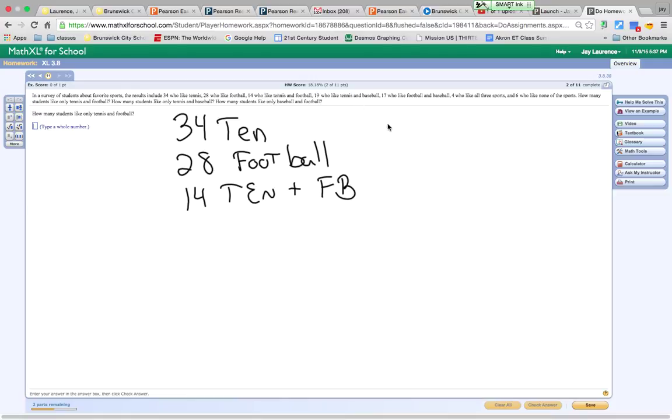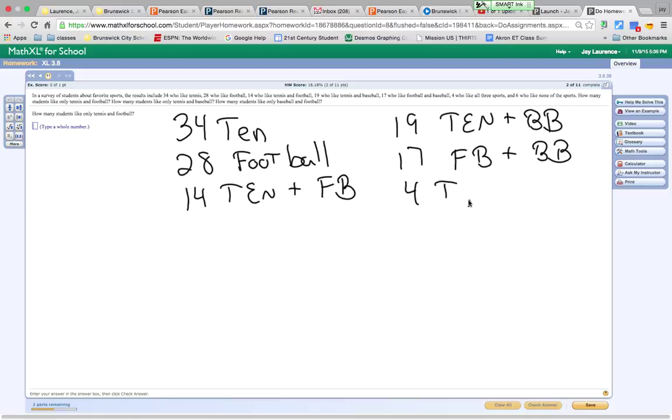19 who like tennis and baseball. 17 who like football and baseball. 4 who like all three: tennis, football, and baseball. 6 who like none of those sports.